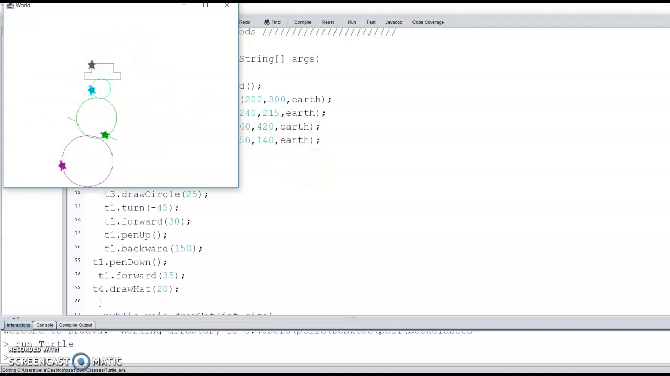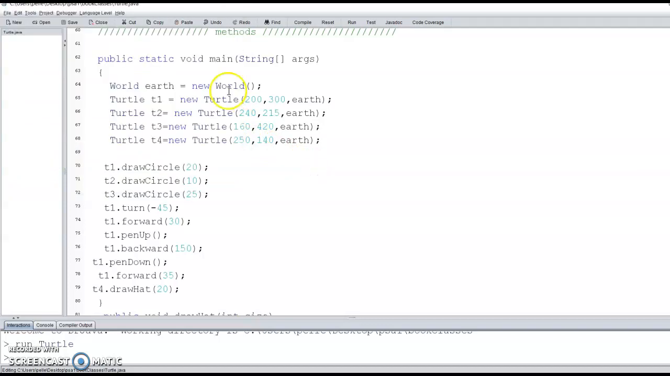I should also mention, I didn't mention in the beginning, that I did set the parameters for each turtle in the world. The first turtle started at 200 and then 300. Second turtle 240, 215, 160, 420, 250, and then 140 for the fourth turtle.